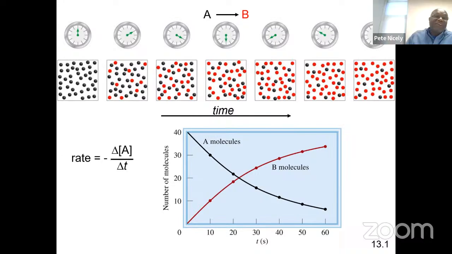As we said before, the rate of the reaction can be expressed as minus the change in concentration of A over change in time, or as the change in concentration of B over change in time.